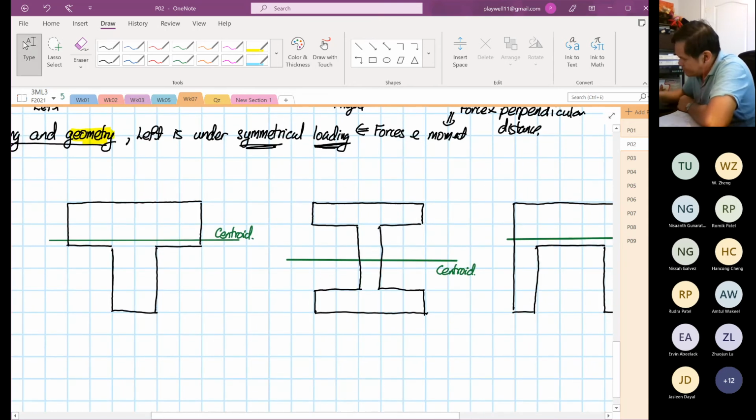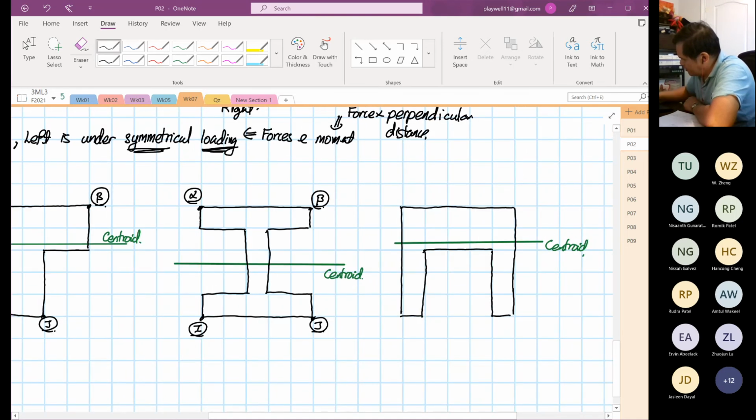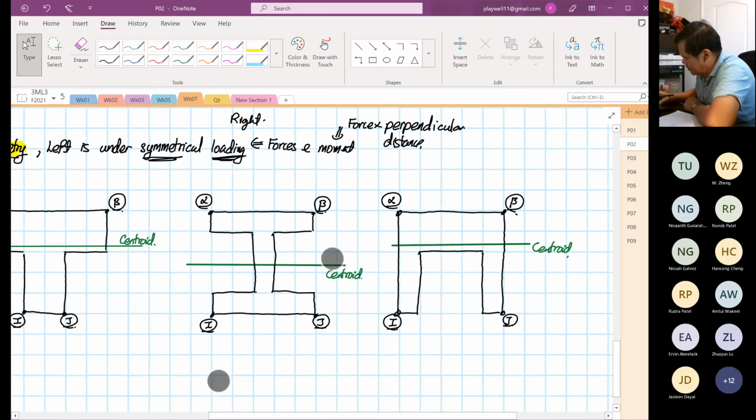Then I'm going to call 4 points. So this is alpha, beta. This I will call I, and this I'll call J. Likewise, alpha, beta, I, and J. Again over here, alpha, beta, I, and J.